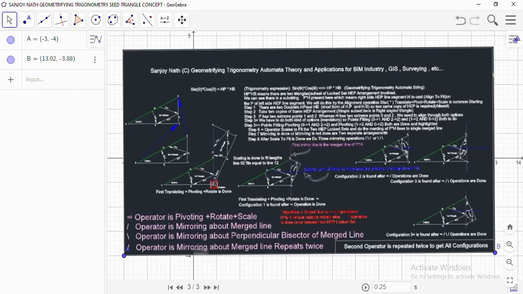the geometric figures, like Euclidean geometry figures, as we used to do in school days to prove things with the ruler and compass, to construct the geometry with ruler and compass. We are trying to implement those kinds of mechanisms here, and this picture you can get in Google. If you search with geometrifying trigonometry, you will get this picture and operators understanding.